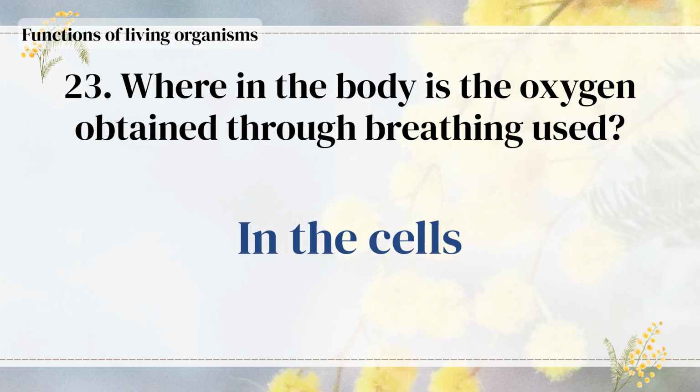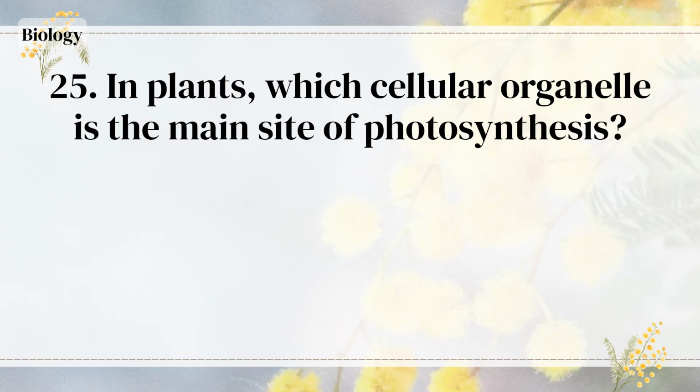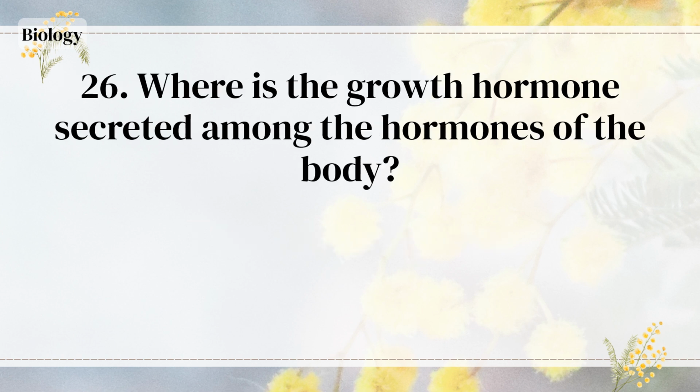In the cells. The halogen elements belong to which group in the periodic table? Group 17. In plants, which cellular organelle is the main site of photosynthesis? The chloroplast. Where is the growth hormone secreted among the hormones of the body?